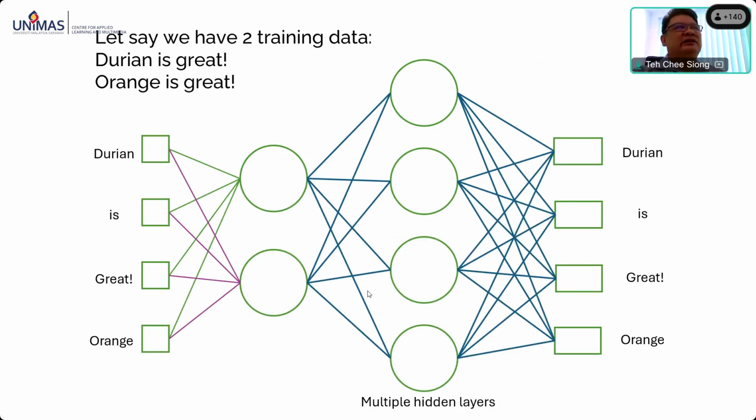Okay, so let's say we have two sentences: durian is great, orange is great. So these are all the words. I want to have some meaningful numbers that can represent durian. Of course, it's not that simple. Of course, we know durian itself can be a very difficult word in many contexts, whatever. But we just want to simulate something that we can do about it by using neural networks.